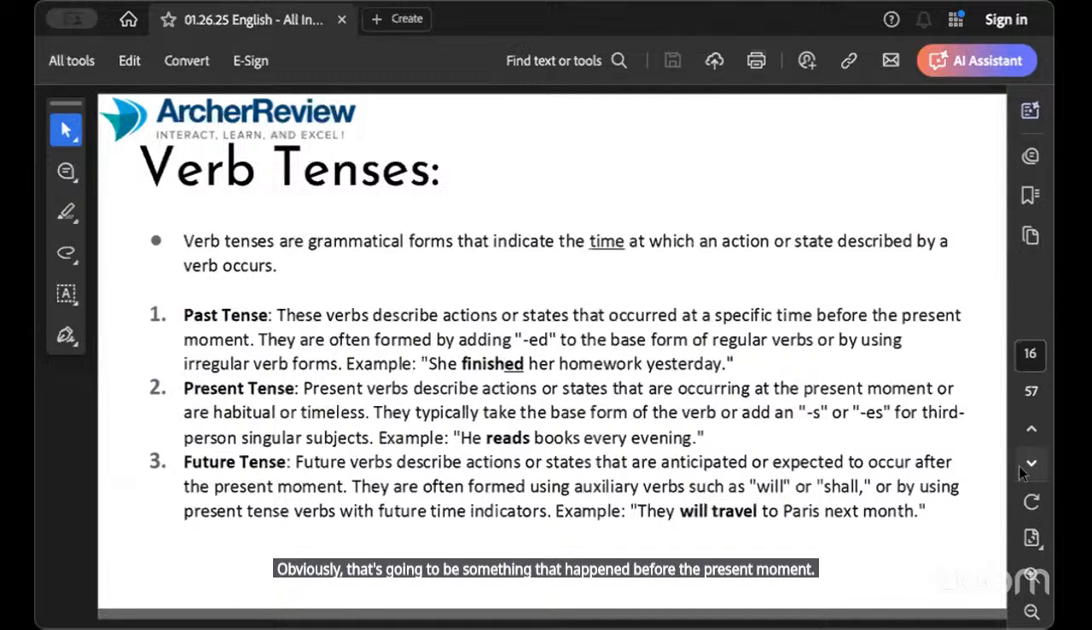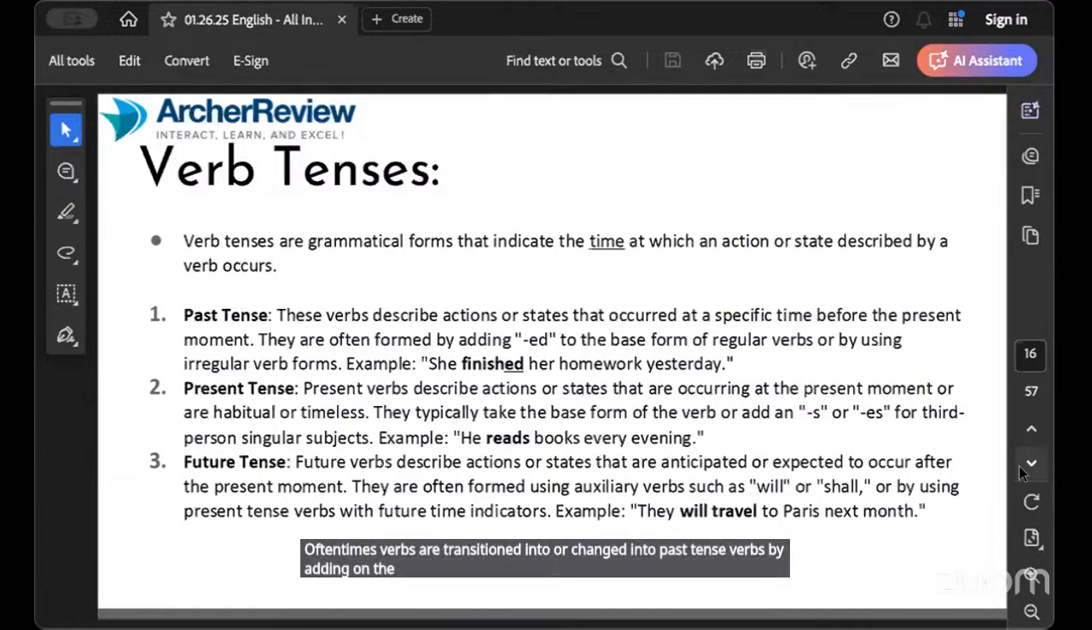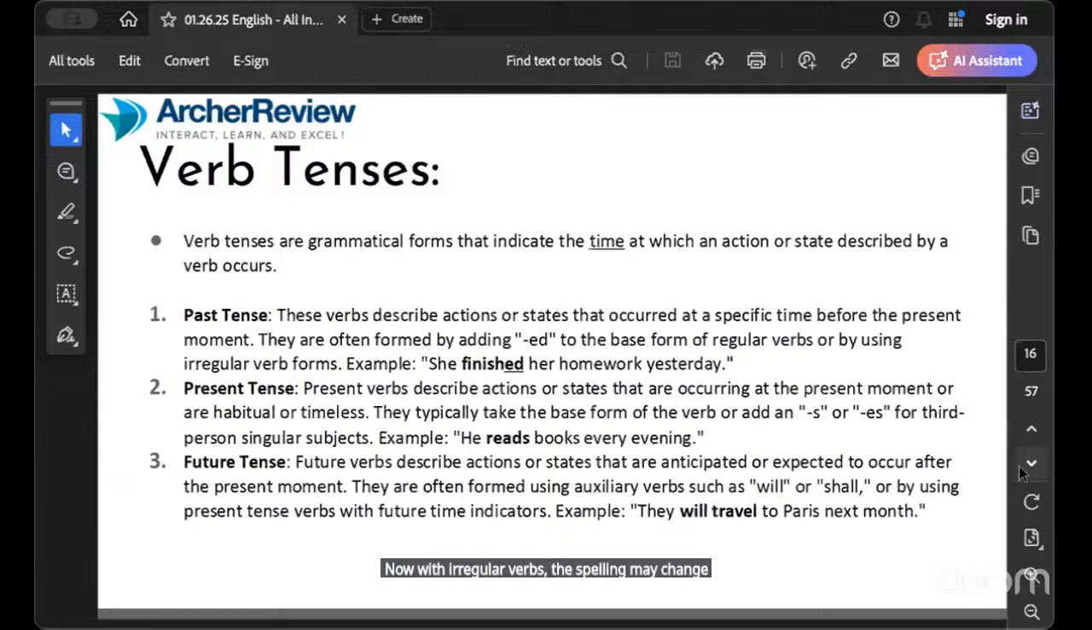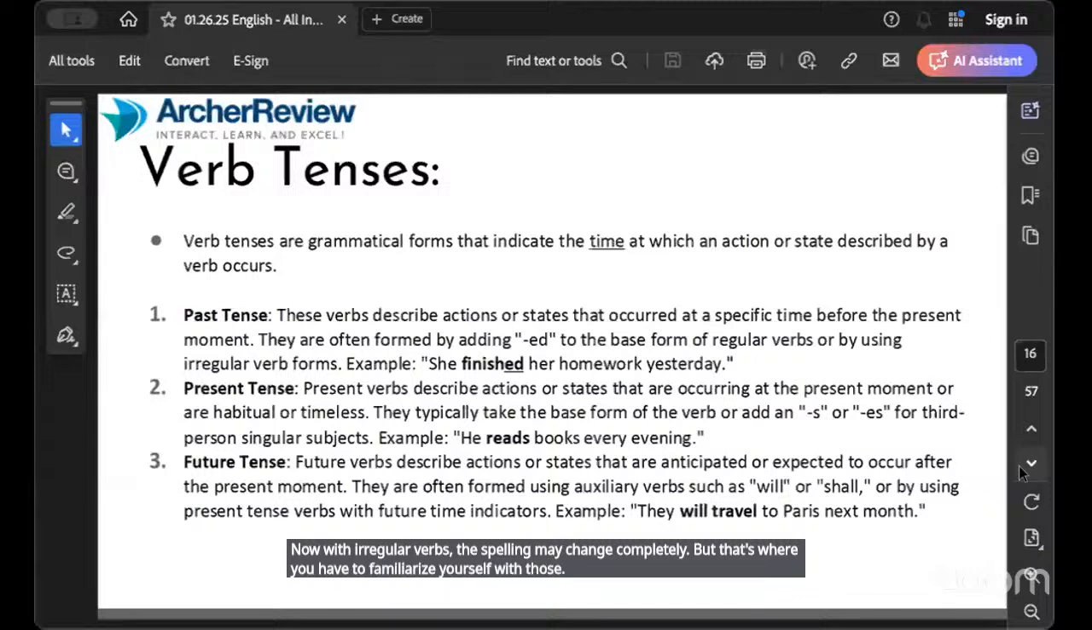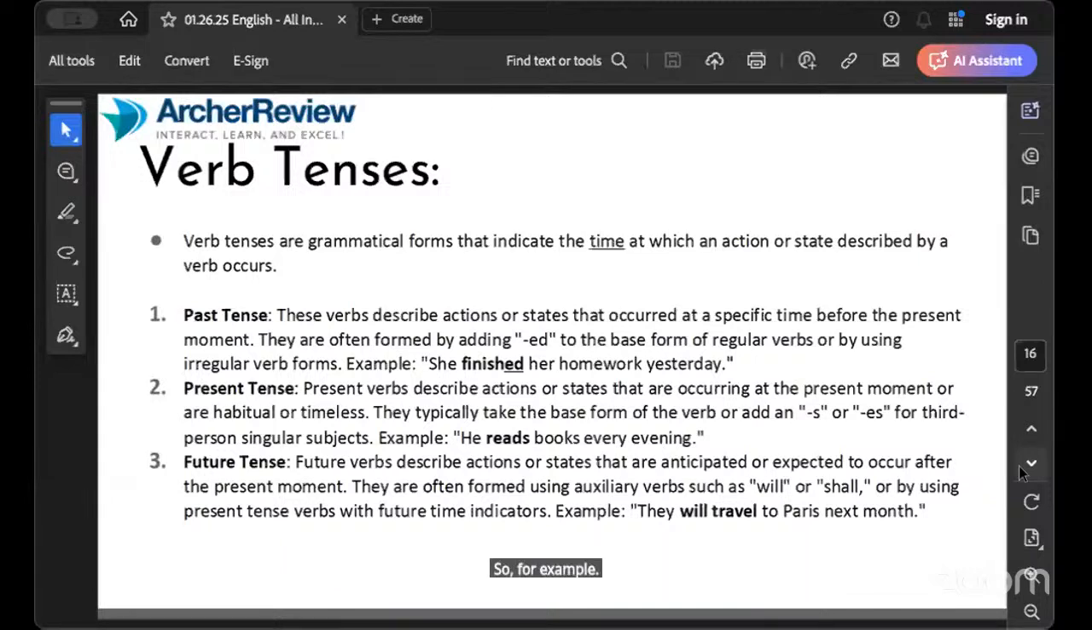Oftentimes, verbs are changed into past tense by adding the suffix ed to the base form of the regular verb. With irregular verbs, the spelling may change completely, but that's where you have to familiarize yourself with those. So, for example, she finished, ed, her homework yesterday. It took place in the past.